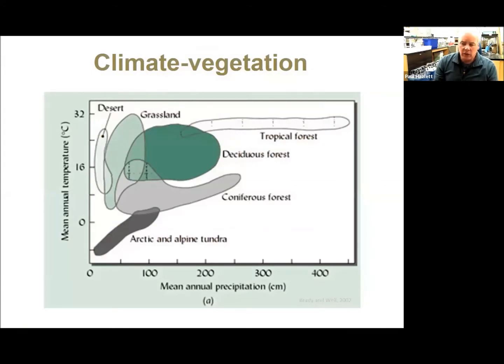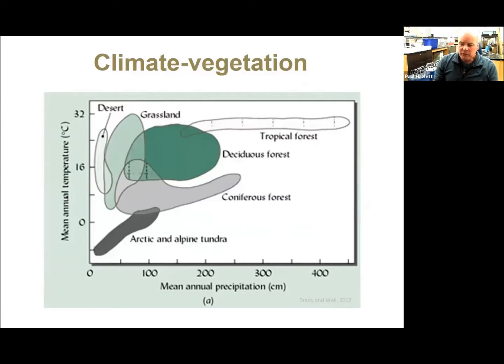The first one was climate. And this particular graphic shows changes in climate, that is mean annual temperature on the y-axis, mean annual precipitation on the x-axis, and how changes in these two important variables of climate result in different vegetation types. So you see with very low annual precipitation and very high temperatures, we end up with deserts. When we still have high temperatures, but we increase the mean annual precipitation, we end up with tropical forests.